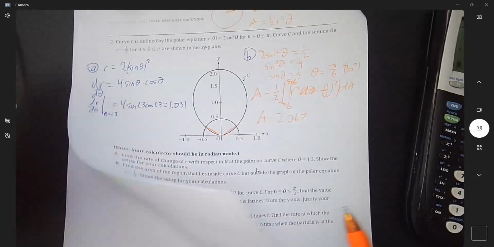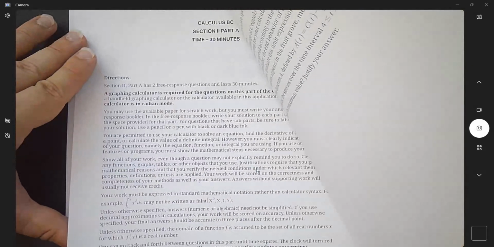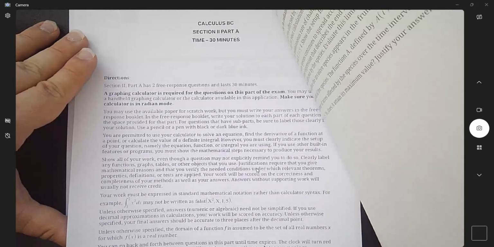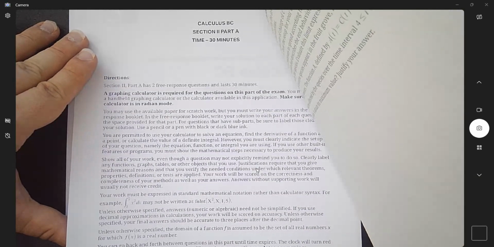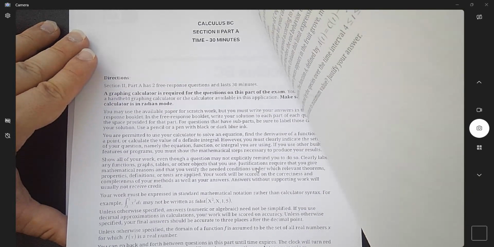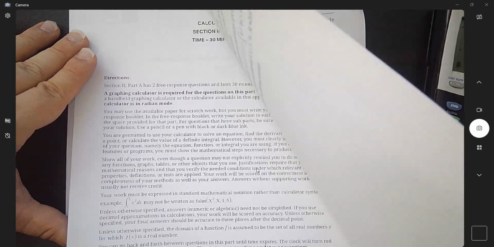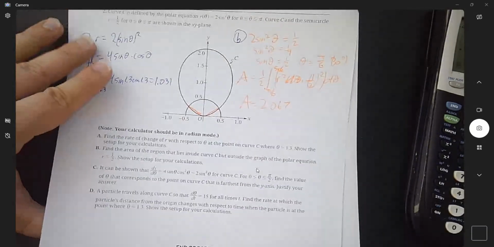All right, does it say I have to give exact values? Okay, whatever.